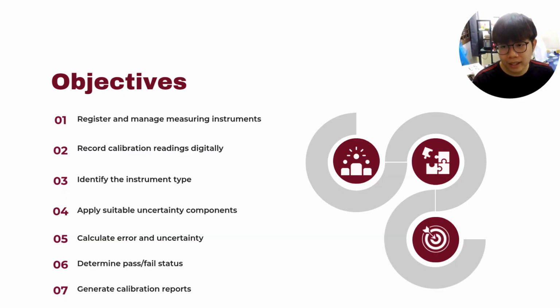To resolve these issues, our project aims to achieve 7 key objectives. We want to register and manage measuring instruments, record calibration readings digitally, automatically identify the instrument type, apply the suitable uncertainty components, calculate both error and uncertainty, determine the pass or fail status of the instrument, and generate comprehensive calibration reports.